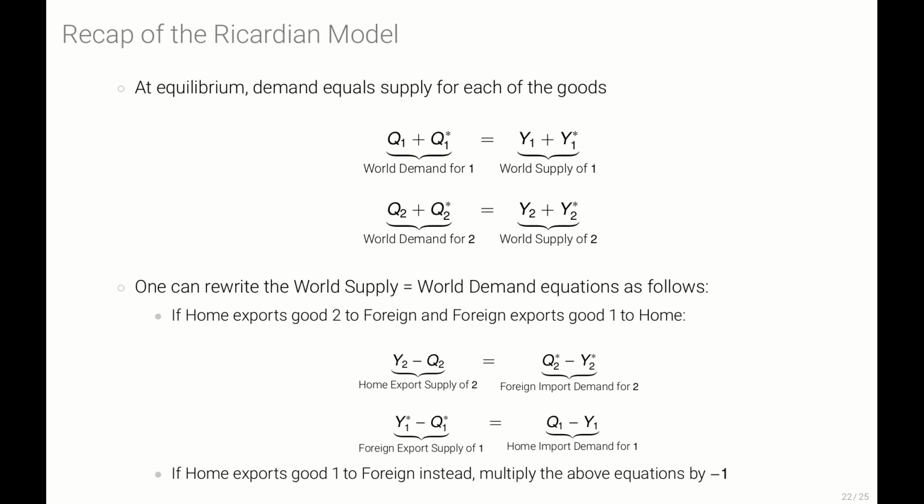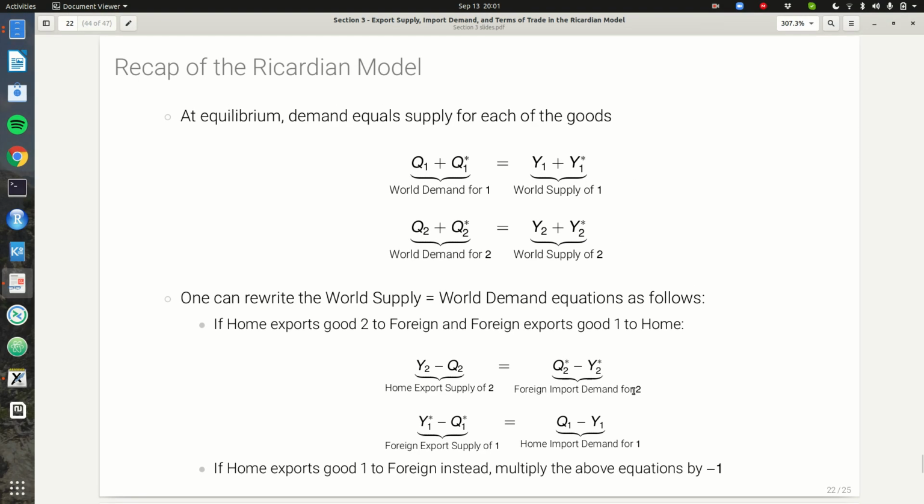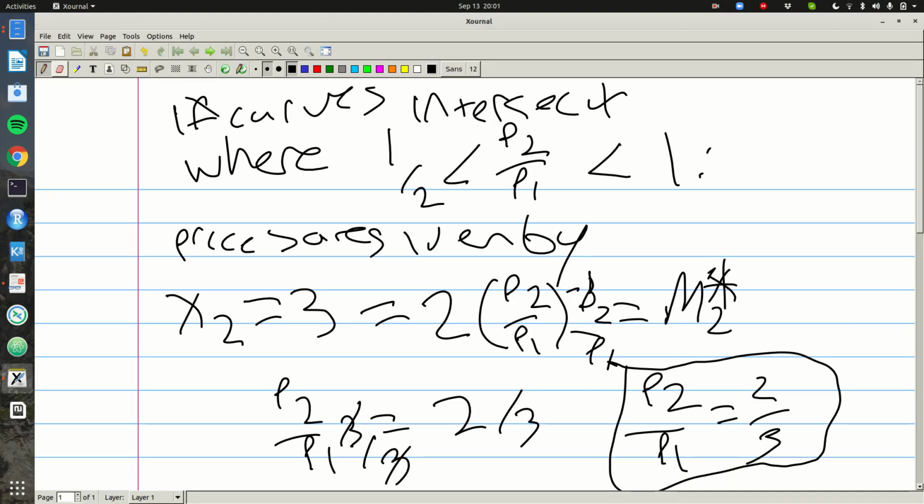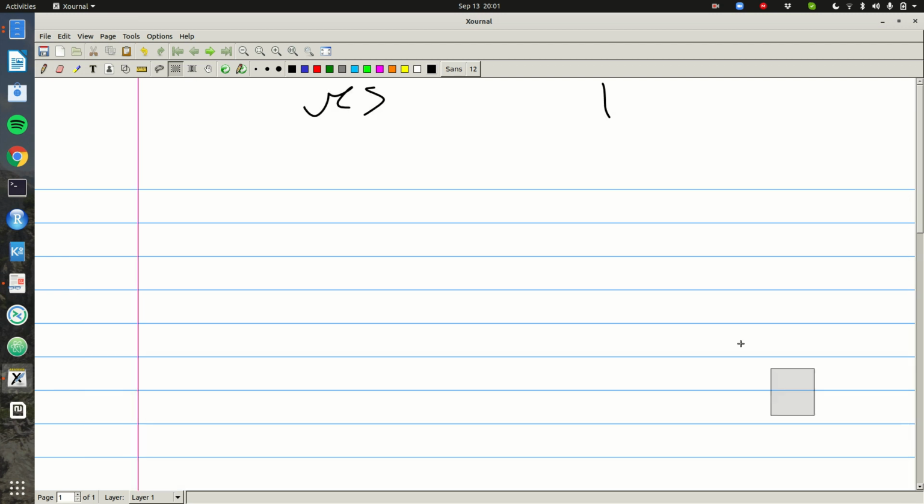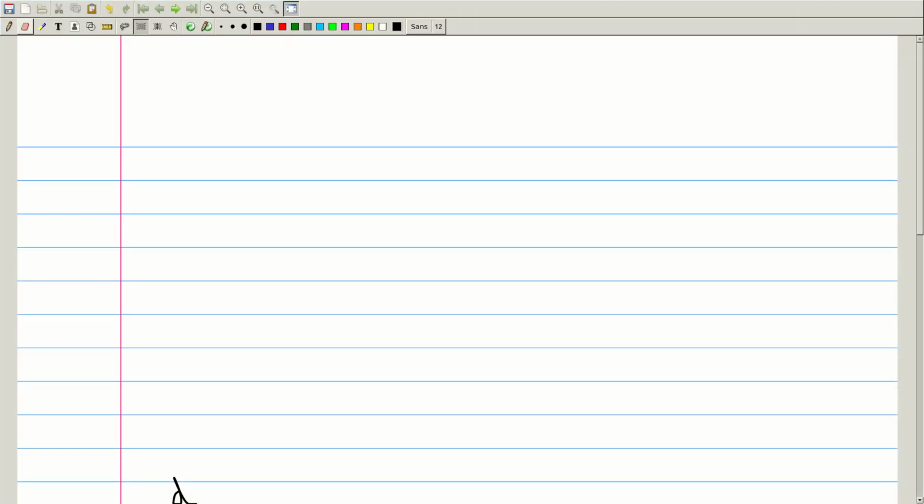But just to make it a little bit more intuitive, you can rewrite those to get the home export supply equals foreign import demand equations. But it's worth noting that however you remember them, they're the exact same condition, and so you can derive them in whatever way is easiest for you. So let's consider the goods market clearing condition for good 2.